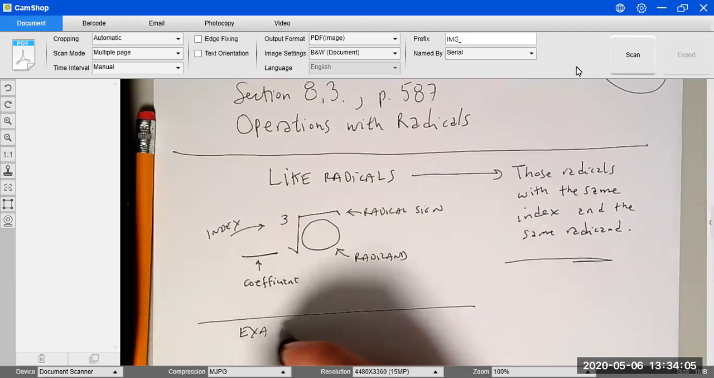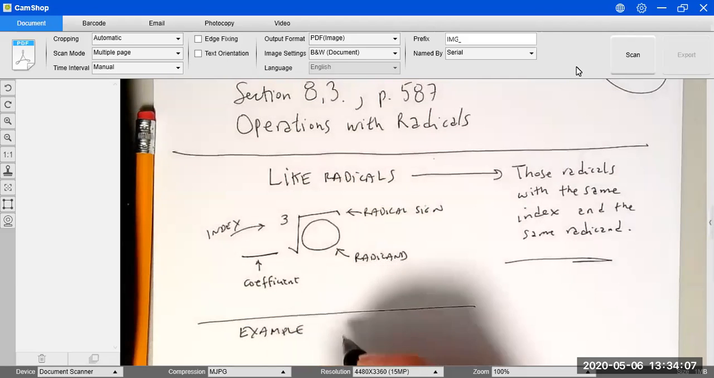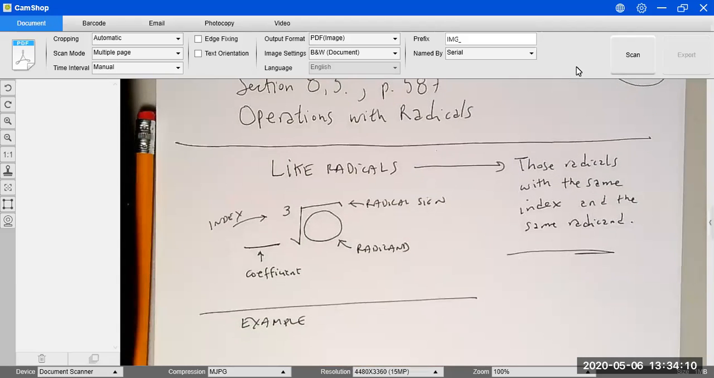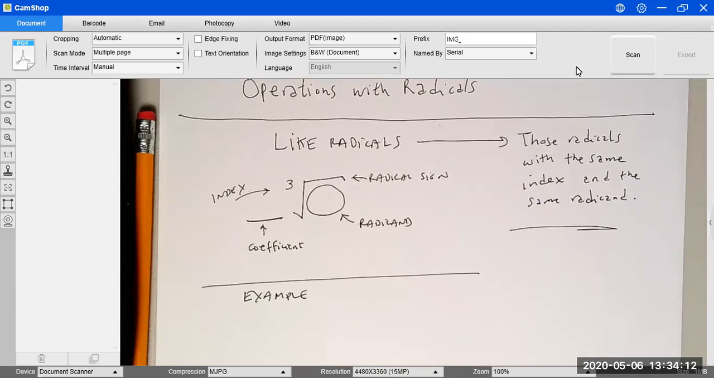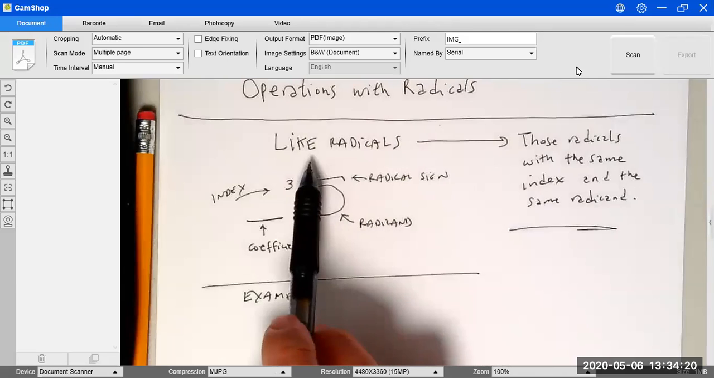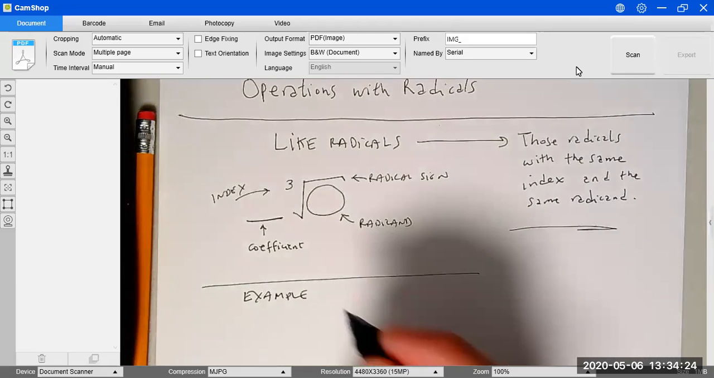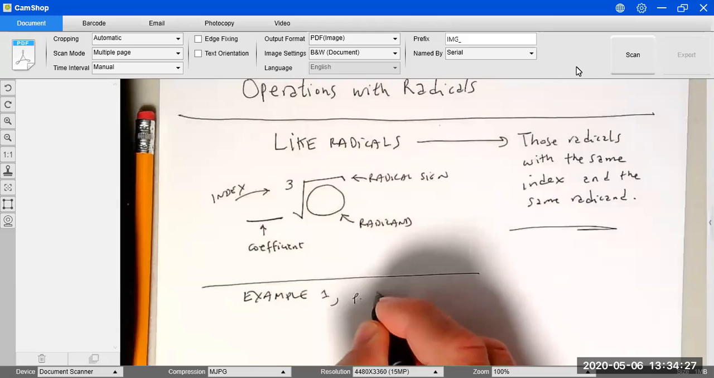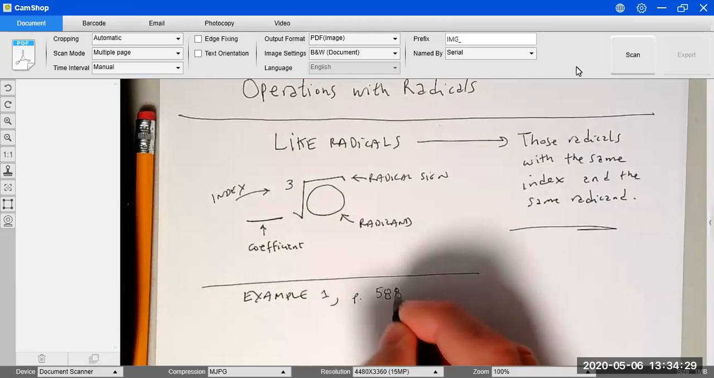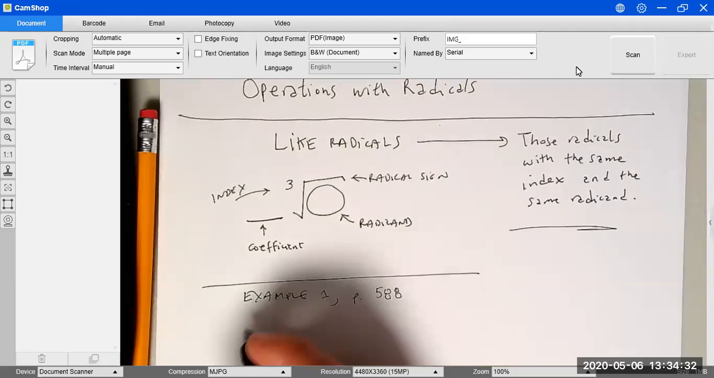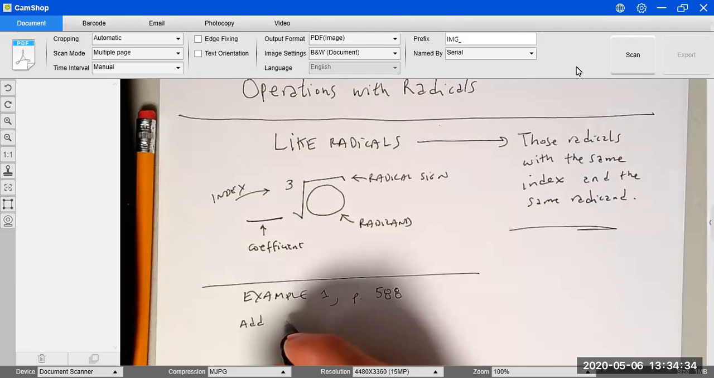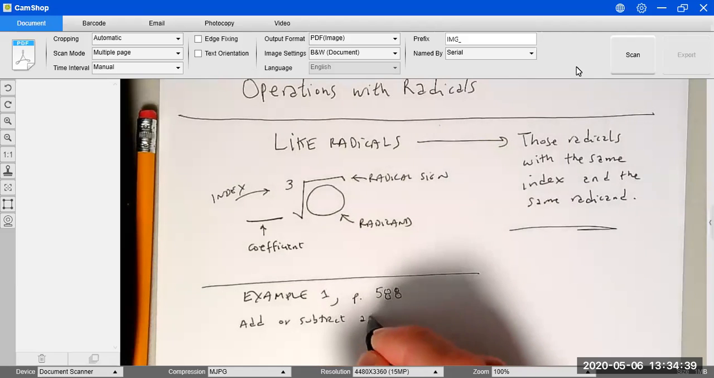And we're going to have a lot of exercises to work today because radicals is a very important topic in algebra, and this is one of those topics that are sometimes confusing for students, but the main source of confusion is when they don't understand what like radicals are. So example 1 on page 588 is about addition. We're going to add or subtract as indicated.